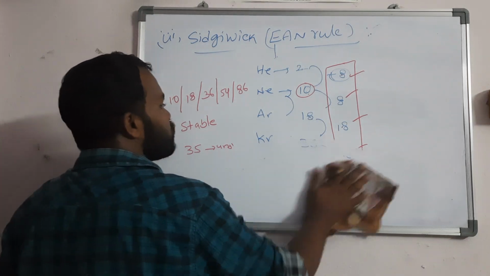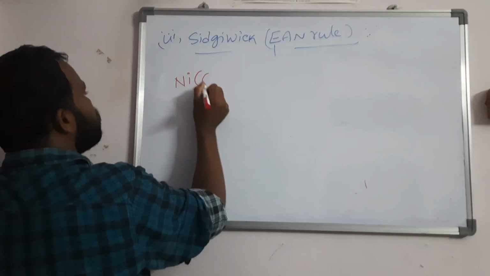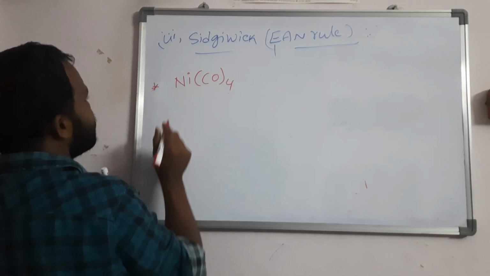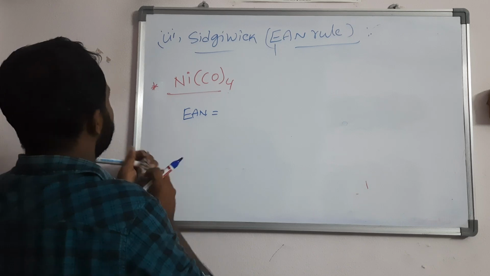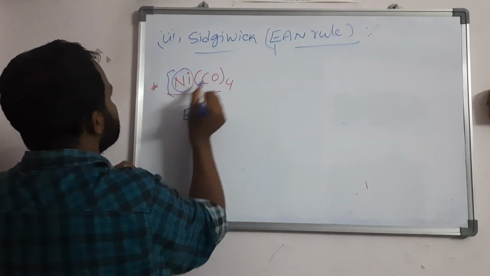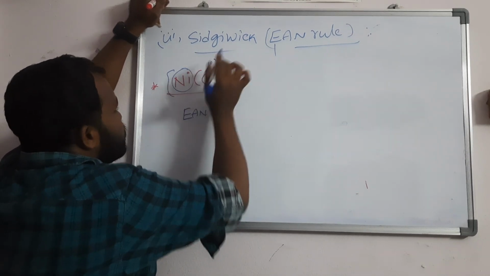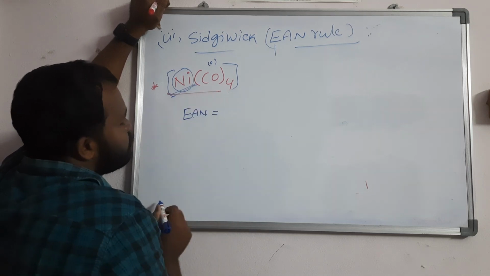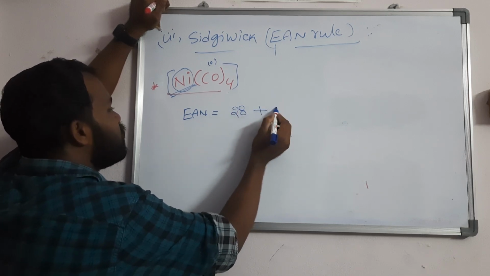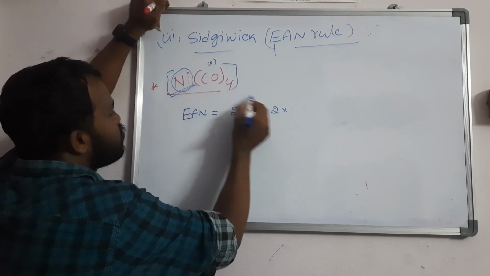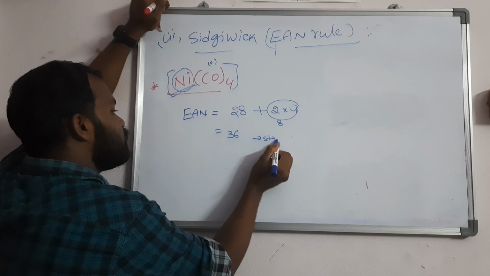We will see some examples to understand the concept. First, take the example nickel tetracarbonyl, Ni(CO)4, with CO taken 4 times. To calculate the EAN: whenever carbonyl is present, the oxidation state is 0, so the oxidation state of nickel is 0. The atomic number of nickel is 28, minus 0 is 28, plus 2 into 4, since the coordination number is 4, which is 8. So 28 plus 8 is 36. 36 means stable.